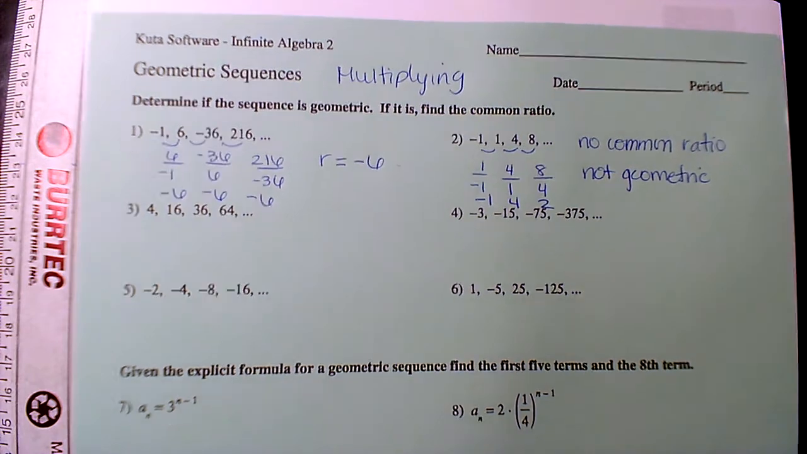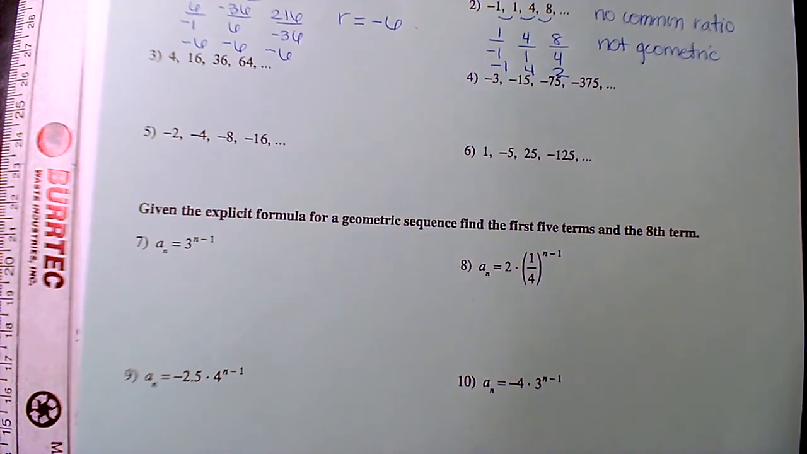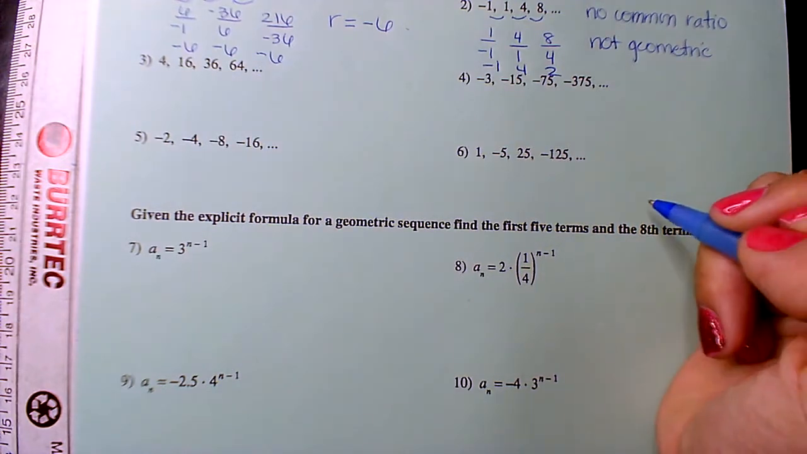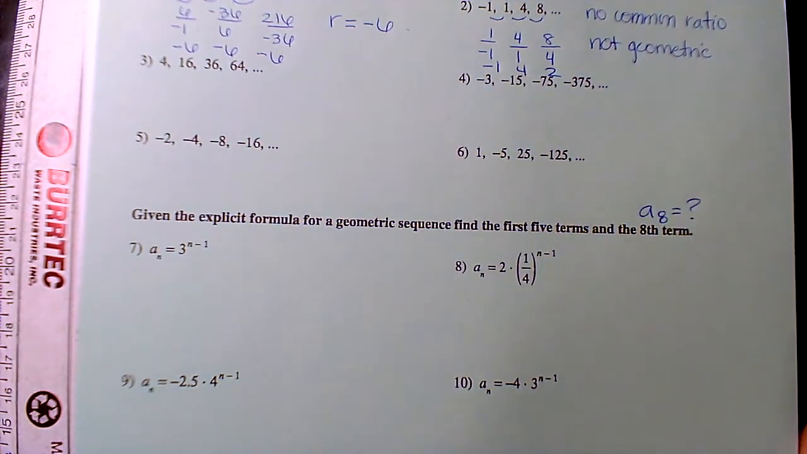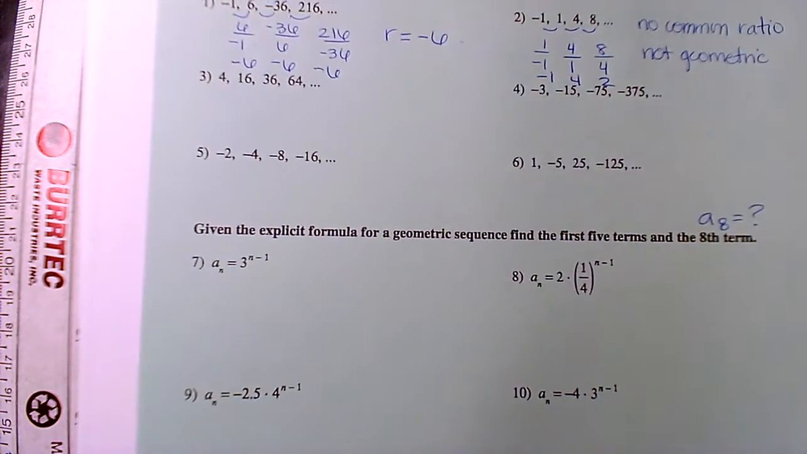Okay, so then the next one, it says, given the explicit form for a geometric sequence, find the first 5 terms and then the 8th term. So make sure you find a to the 8th here, okay? Okay, 6. I'm going to move this over.